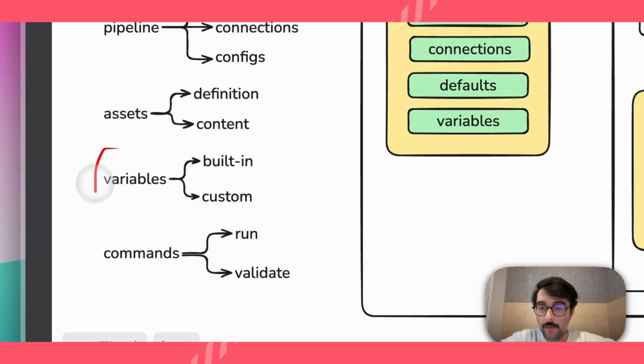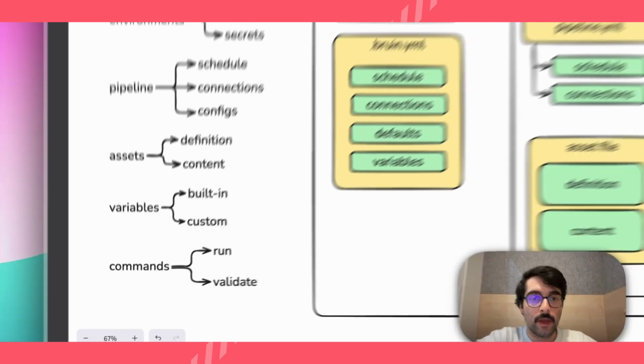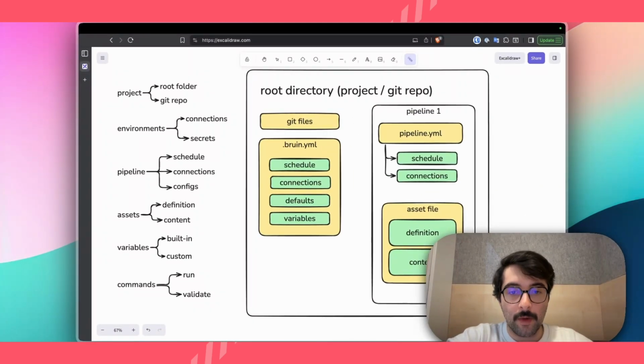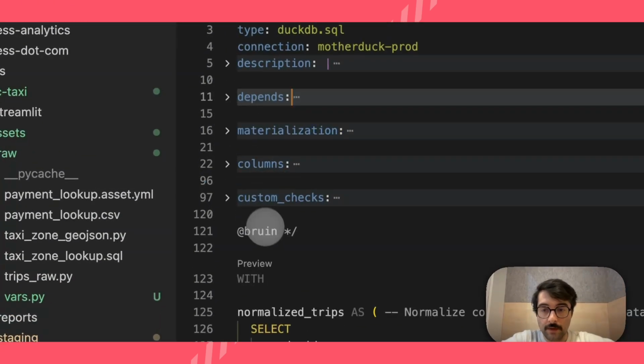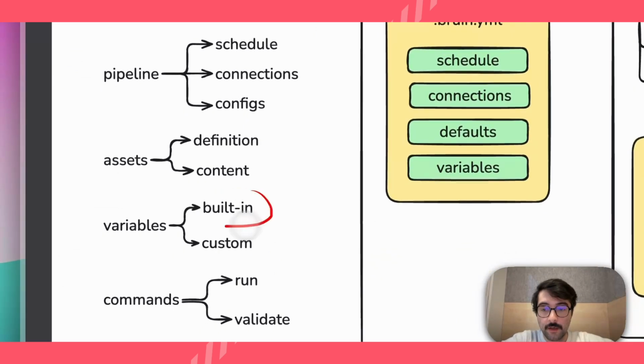So we have now variables. Variables are something that they spin up every time you create a new execution of a pipeline. So when you start a new run, these variables are initialized and provided to you as a variable that you can inject inside your code. And in reality, what that looks like is two types. So you actually have built-in variables and you have custom variables.